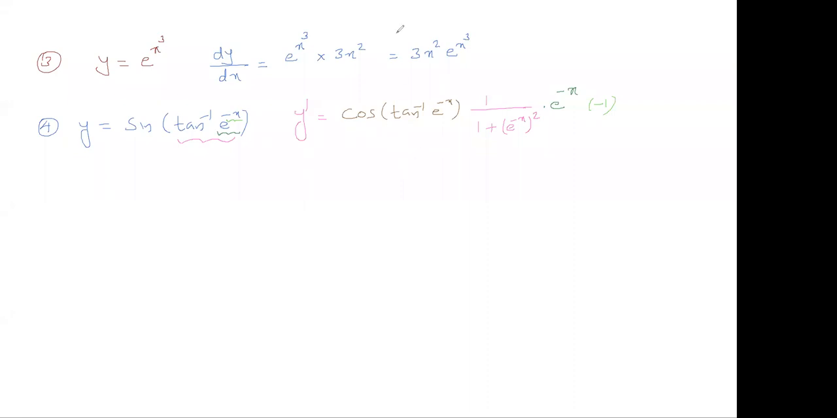You can write this answer as, the minus you can write first, no problems. Minus cos tan inverse e to the power minus x, then into e to the power minus x divided by 1 plus e to the power minus x the whole square. a to the power m, the whole to the power n is a to the power m into n. So it is e to the power minus 2x. That's all. That's the derivative of the given function.